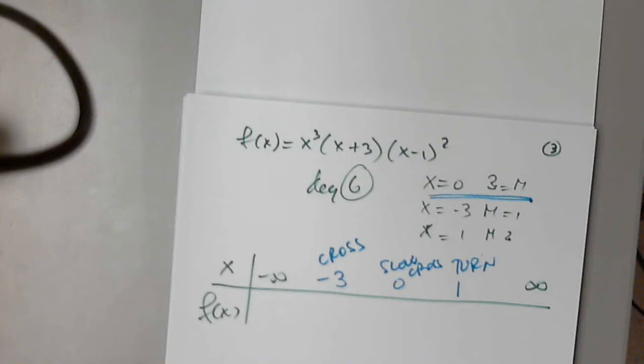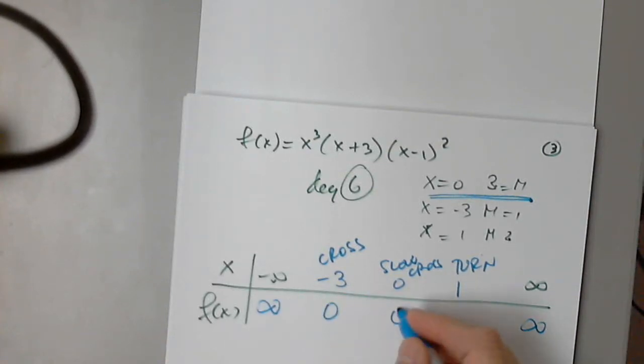This is degree 6, which is even. It has this end behavior or this end behavior. Behaves like x squared or like negative x squared. Because the leading coefficient is positive, it will be positive infinity to positive infinity.